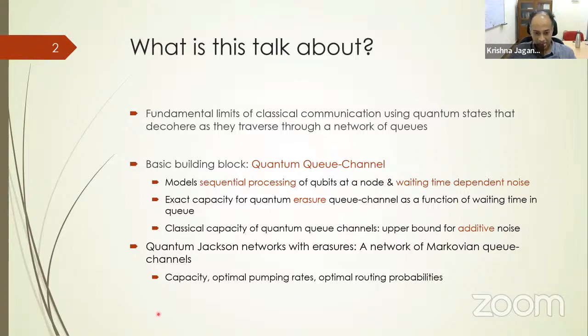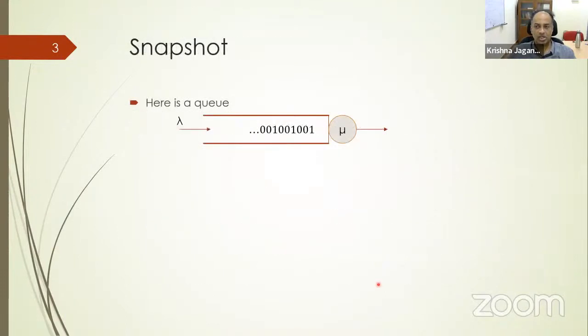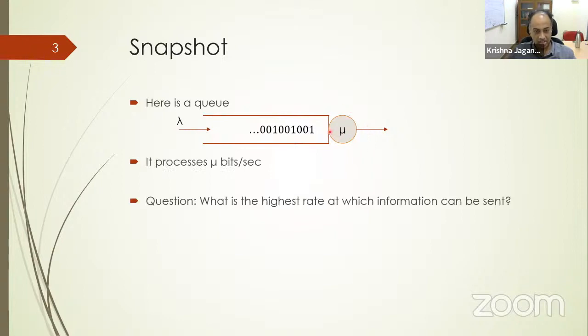We derive capacity of quantum Jackson networks, optimal pumping rates, optimal routing probabilities. All this can be derived once you put these Q channels together. So a pictorial snapshot. Here is a Q. The arrival rate is lambda. You have lambda bits per second of arrival and mu bits per second of service. So this is processing mu bits per second. What is the highest rate at which information can be sent through this queue?